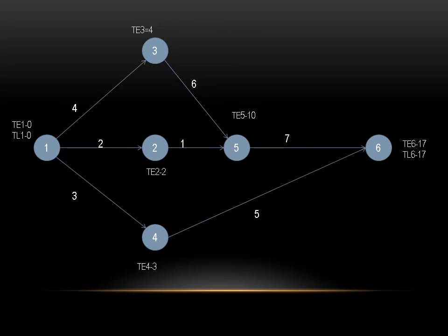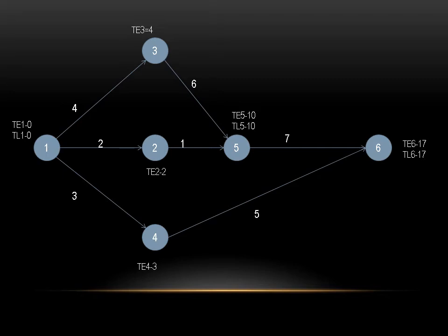You are clear about it, I think so. 5 to 6, 10 plus 7, 17, comma. You can also write 4 to 6. It is 3 plus 5, 8. Without the completion of the activity associated with 5 to 6, we cannot complete 4 to 6. So 5 to 6, 17 days. 17 is the answer.